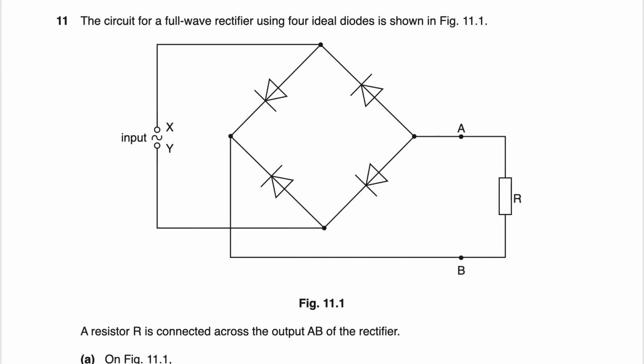Question 11. The circuit of a full wave rectifier using 4 ideal diodes is shown in figure 11.1. There is an input, there are 4 diodes, there are 2 points A and B, and one resistor R.